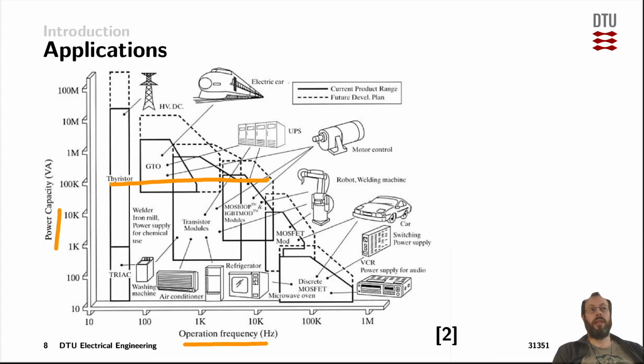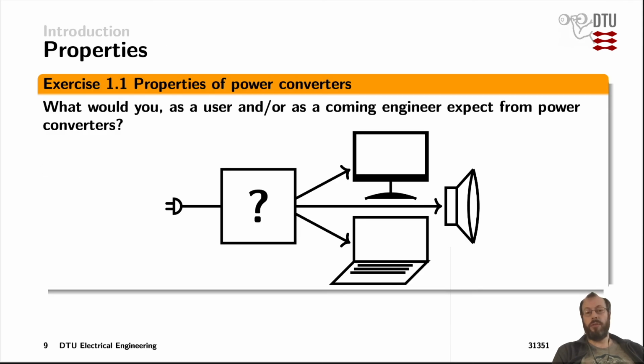Now, operating frequency and power capability are just two of the various parameters you could define about any power application. And now it's up to you actually to find more of those parameters. How would you, as a user of power applications and as a coming engineer inside the field, define a power converter? You can think about anything, something that's driving a loudspeaker, supplying a laptop, or supplying a TV.